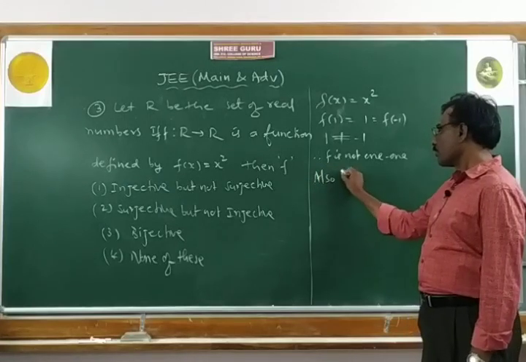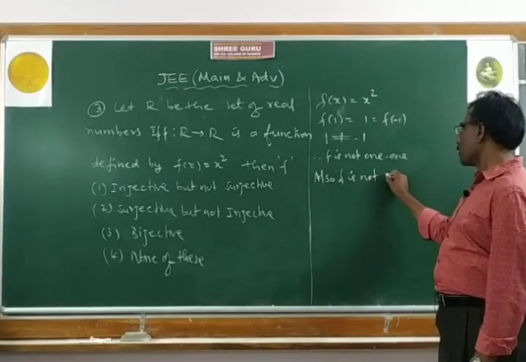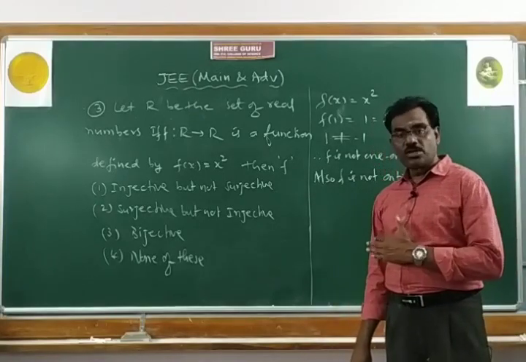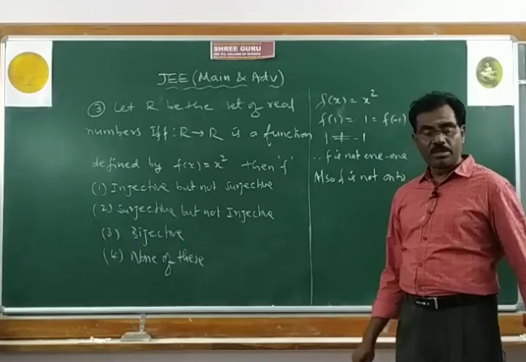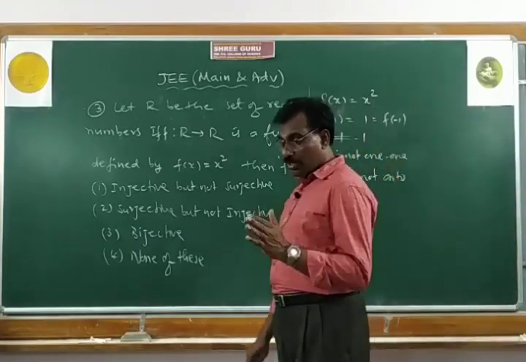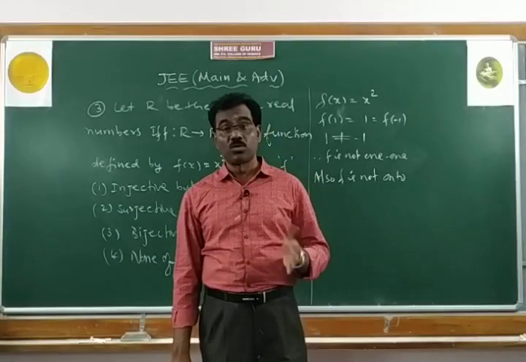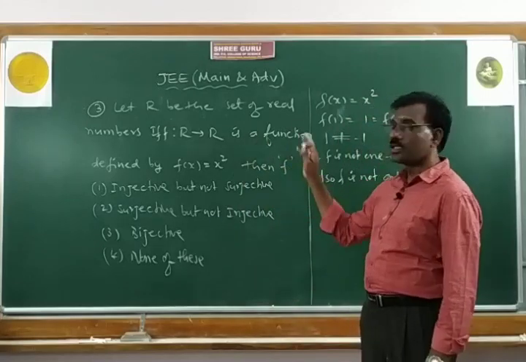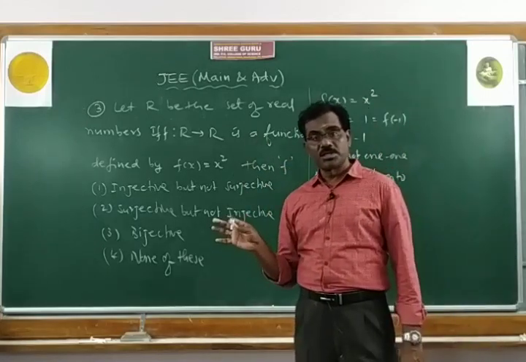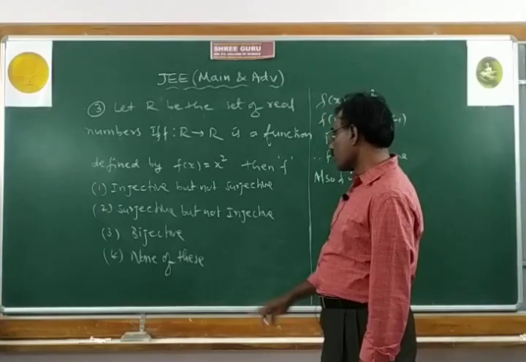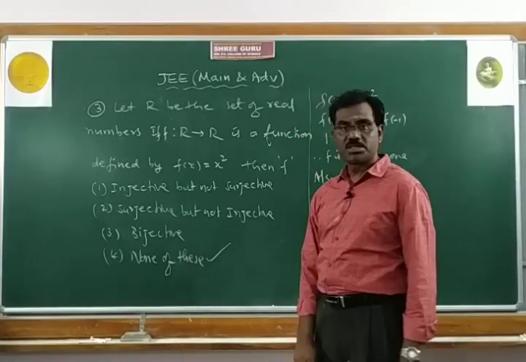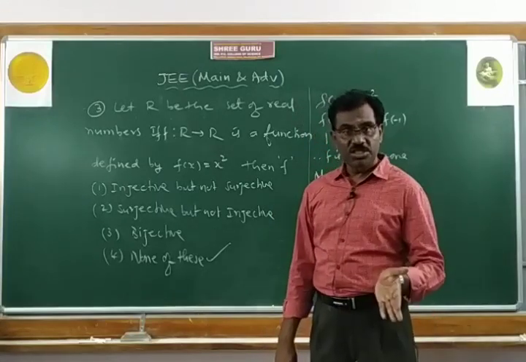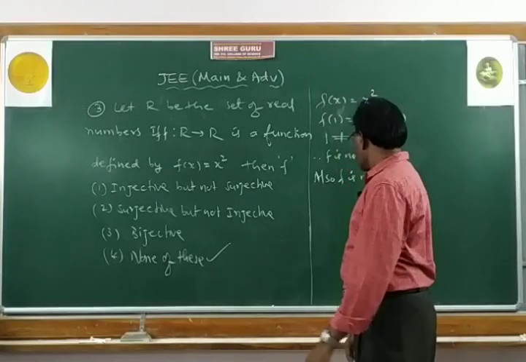Also, f is not onto. Why is it not onto? Negative real numbers of the codomain do not have pre-images. So this function is neither injective nor surjective. Neither injective nor surjective is not among the options, so the option is none of these. So even if none of these is not there, what is the correct answer? Neither injective nor surjective. Followed or not?